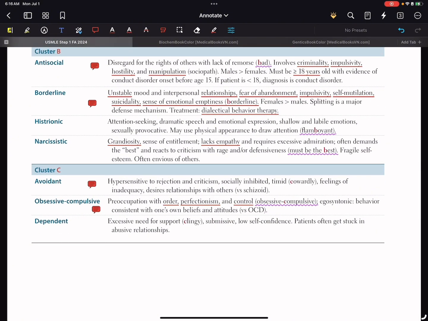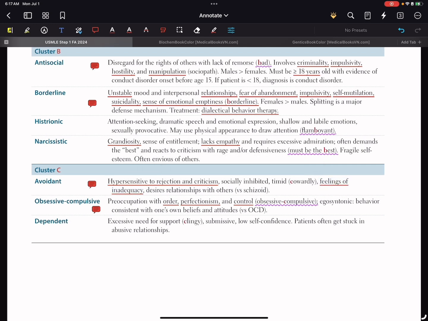Cluster C. Avoidant: hypersensitive to rejection and criticism, socially inhibited, timid, feeling of inadequacy, desires relationships with others, versus schizoid. So the keyword is hypersensitive to rejection. Someone was offered a title in her job, like a supervisor title, but she was like, I don't want to accept, if something happened they would blame me. Feeling of inadequacy, exactly. Schizoid is alone, but avoidant is alone and would like to have a relationship one day, she wishes to get married and all that.